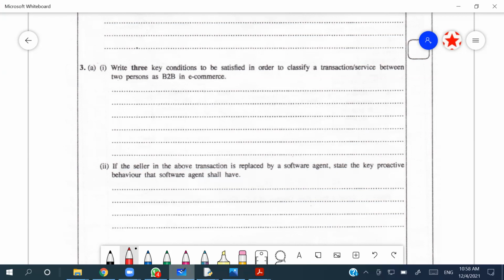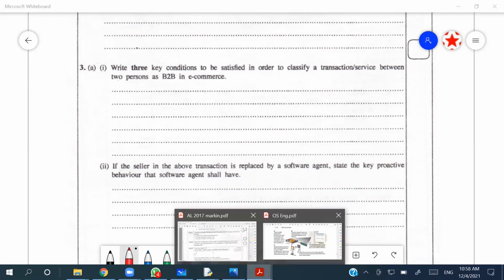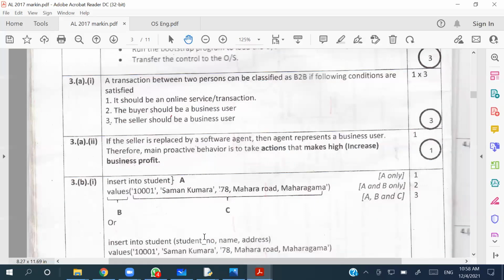So the same is going to be performed by the software agent. That's why I said, when thinking about a software agent, think about a human. So it says, if the seller is replaced by the software agent, then the agent represents a business user. Therefore, the main proactive behavior is to take actions that make high business profit, or to increase business profit. So it's the same task as the particular seller.